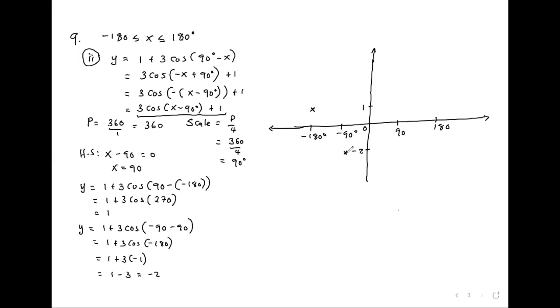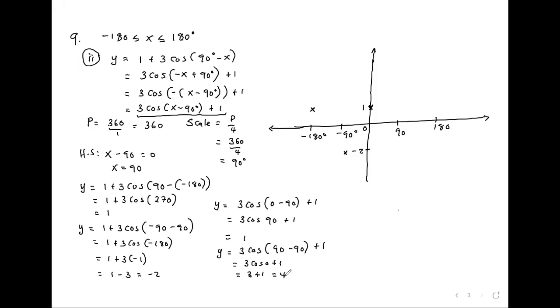And then y is equal to 3 cos x is 0 minus 90 plus 1. This is 3 cos 90 plus 1. But cos 90 is 0, so we get a 1. So we have a 1 here. And then y is equal to 3 cos 90 minus 90 plus 1. 90 minus 90 is 0, but cos 0 is 1, so we get 3 plus 1, which is 4.